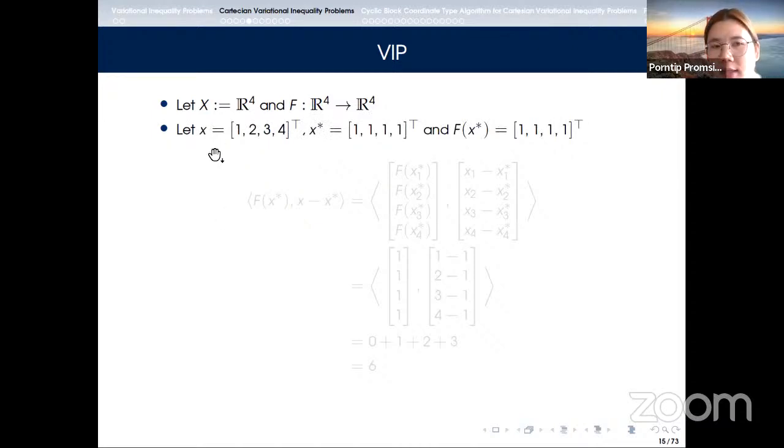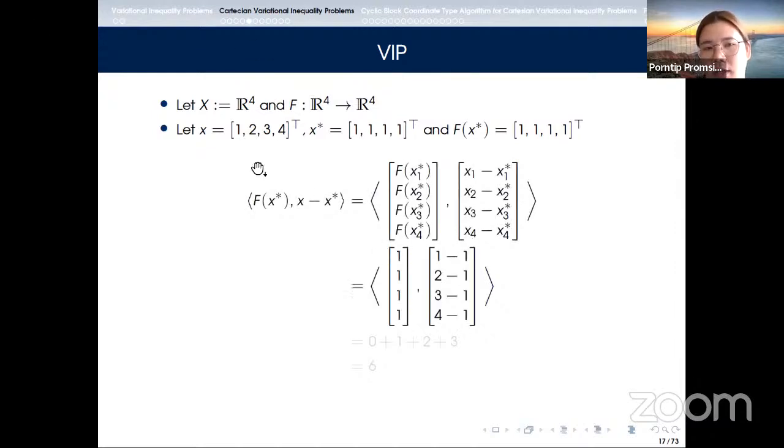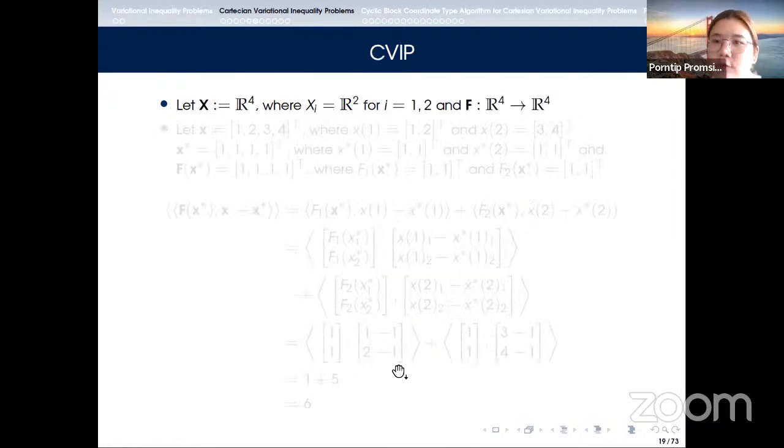So if now we let x be in R4 and operator f is R4 to R4, suppose that now the vector x is 1, 2, 3, and 4 like this, and f of x star is the vector 1. Then we compute the inner product as normal. It's just combine multiply point by point and then combine it together, and then we have the inner product is 6.